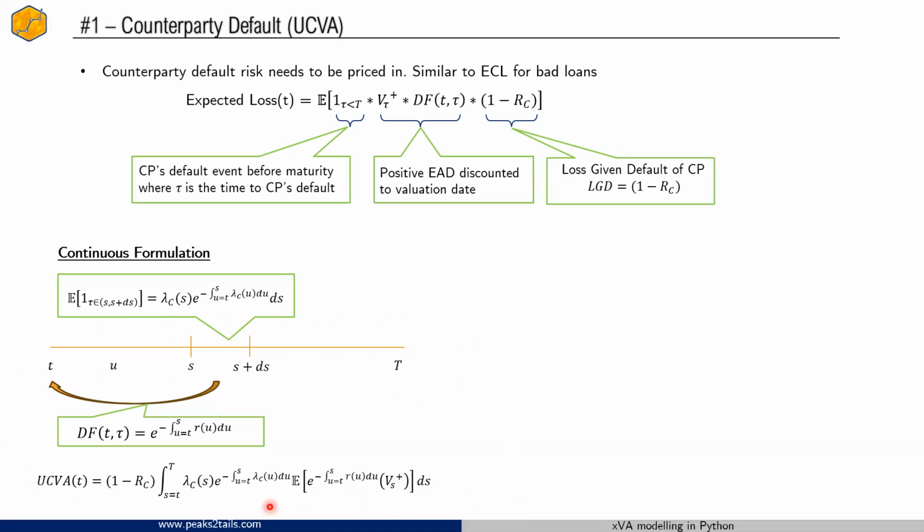I'll pause here, reflect on the equation. If you did not understand any component, let me know. I'll explain again. Everyone sort of kind of clear? This equation is very, very important, because all of the xVAs have exactly the same pattern. Same terms will appear over and over and over.